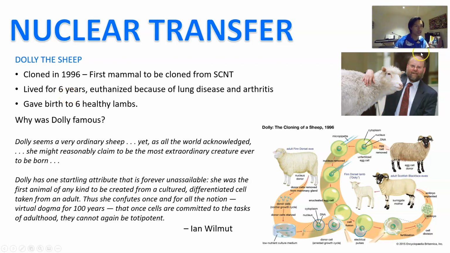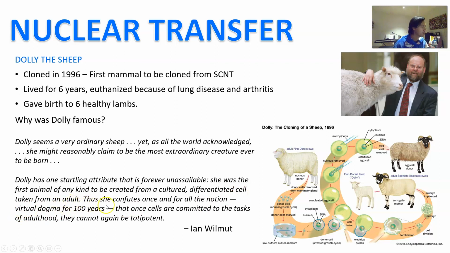Now, Ian Wilmut, this guy here, who headed up the entire project, describes the extraordinary story of Dolly by saying this. He goes, "Dolly seems a very ordinary sheep, yet as all the world acknowledges, she might reasonably claim to be the most extraordinary creature ever to be born. Dolly has one startling attribute that is forever unassailable. She was the first animal of any kind to be created from a cultured, differentiated cell taken from an adult.